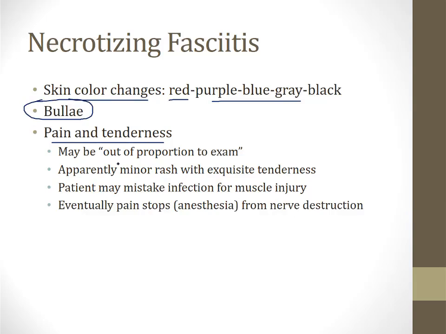Classically, the pain is out of proportion to the exam, meaning there's an apparently minor rash or injury with exquisite tenderness in the skin overlying the injury. In fact, sometimes the injury is so minor that patients don't think it's a skin process. They think they have a muscle injury because the muscle beneath the skin is so painful. Now, eventually, as necrotizing fasciitis gets worse, the pain stops and the patient develops skin anesthesia, and that's because at this point nerves have been destroyed.